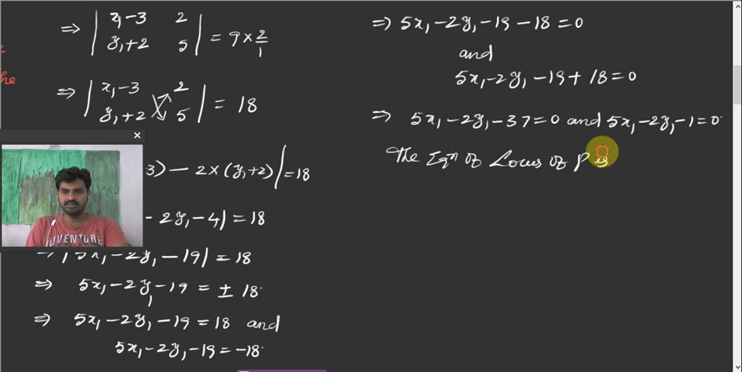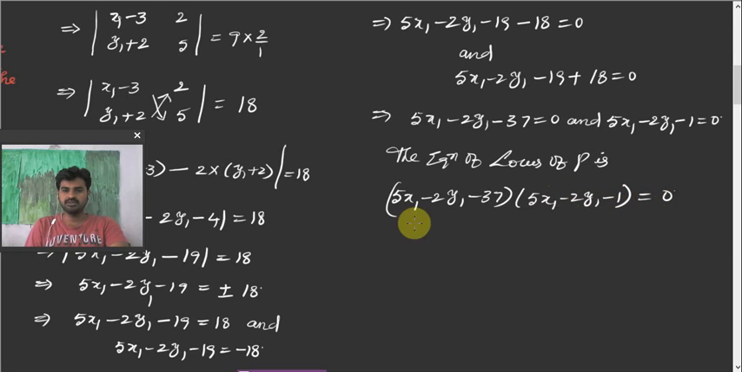Locus of P is, you can multiply these two equations. So how do you multiply these two equations? Left hand side to left hand side and right hand side to right hand side. So the left hand side of the first equation times the left hand side of the second equation is equal to 0.